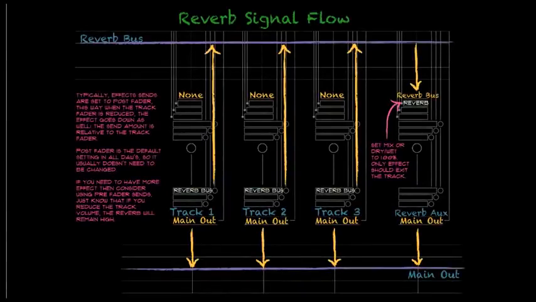Now that we've looked at the concept of a send and return structure, I'd like to look specifically at how we would set up parallel effects within a DAW. Now this is an essential technique because it allows you to use a single reverb plugin and apply it to the entire mix with different levels on each of the different tracks.